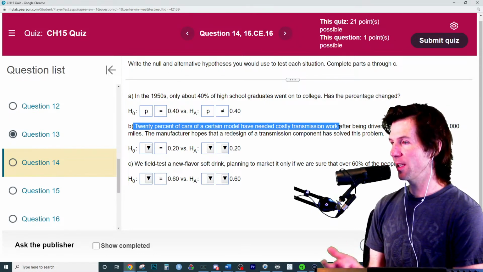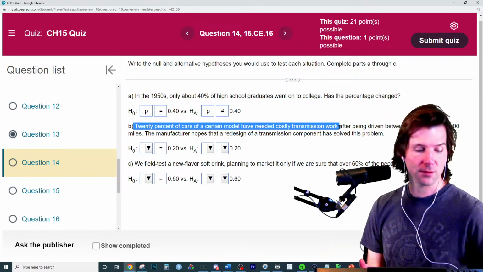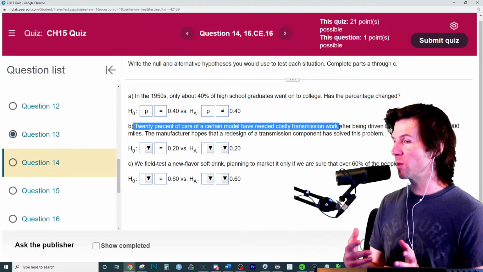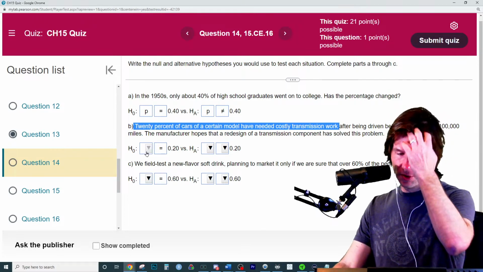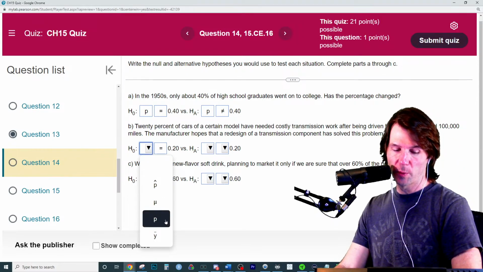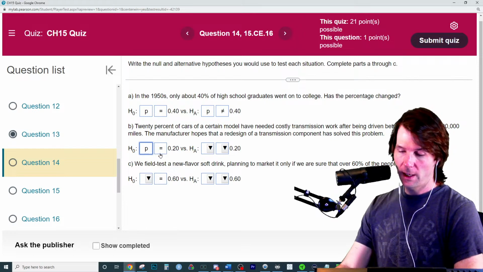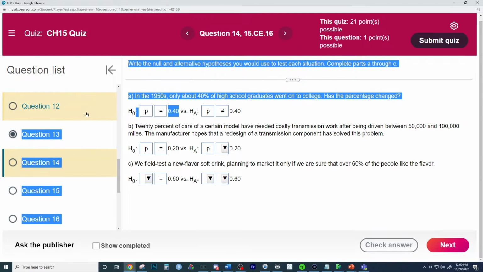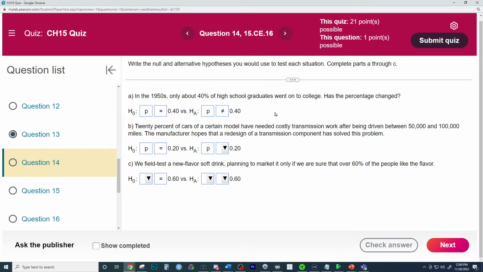And this is categorical. So has it changed means it could have gone up. It could have gone down. It doesn't matter, one of those ways. Has it increased? Like, are more people graduating from high school would be the greater than alternative. So right here, we want to see if the true proportion is equal to 20%. And then it says the manufacturer hopes that a redesign has solved this problem. So what if it hasn't changed, then we would fail to reject the null, Jackson. Good question. Because if we fail to reject the null, then we would have evidence it hasn't changed. So the null would be that it hasn't changed, and the alternative is that it has changed.